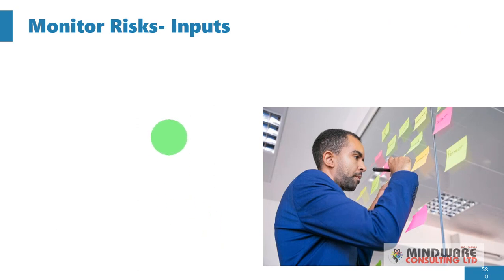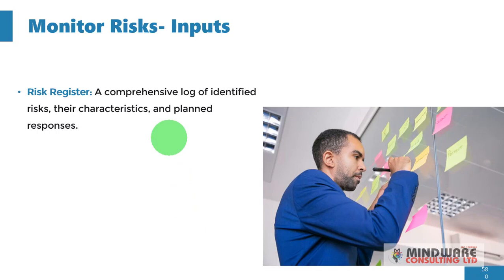So what are the inputs in this process? Firstly, we have the risk register. Now this is a comprehensive log of identified risks, their characteristics, and the planned responses. Okay, so this time around it's easier to use the risk register because you have all the information of them logged in there.